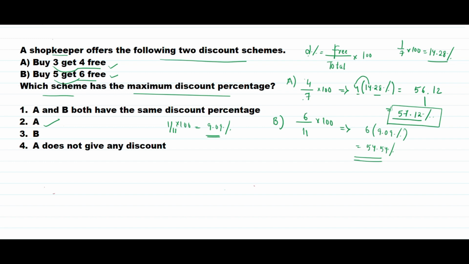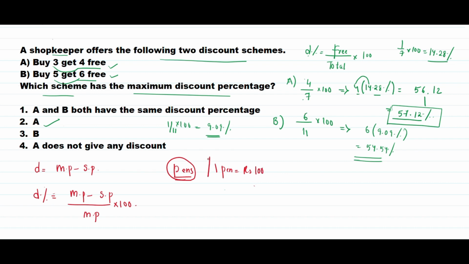Now let's see some procedure. Okay, we all know that discount is nothing but marked price minus selling price, and we also know that discount percentage is calculated on marked price, right? So discount percentage is nothing but marked price minus selling price by marked price into 100, right? Now let's say these articles are all pens, and the marked price of one pen is 100 rupees. That means one pen is marked 100 rupees.